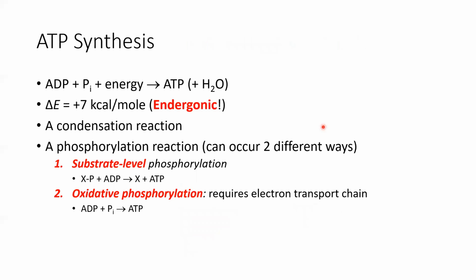Let's talk about how we actually make that ATP. So in order to do that, we need to have a phosphate plus the energy that we're using, right? So it's going to take the energy that's released or liberated from a reaction, and then we can add that phosphate onto ADP and make ATP.